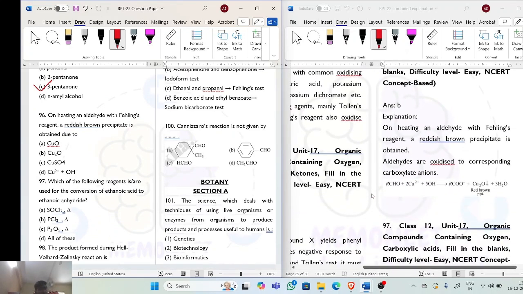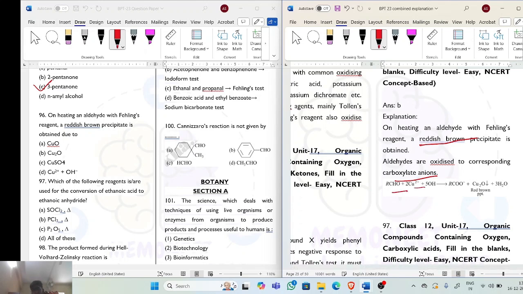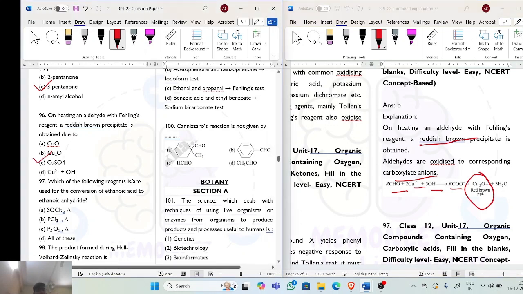Now question number 96. On heating aldehyde with Fehling solution, a reddish brown precipitate is obtained due to? Okay, so an aldehyde with Fehling's reagent gives a reddish brown precipitate. This is due to the aldehyde being oxidized to the corresponding carboxylate ion. This is aldehyde in presence of copper and OH group, it is oxidized to RCOO negative group, and this red precipitate is made. So option number 2 is our correct answer. Because of this group it is giving reddish brown color.